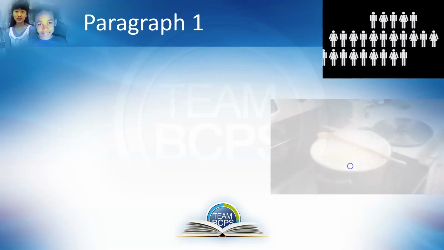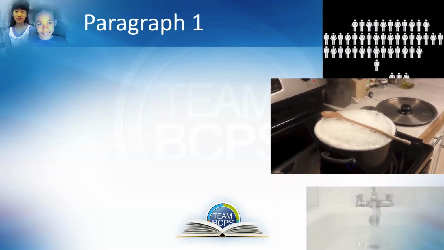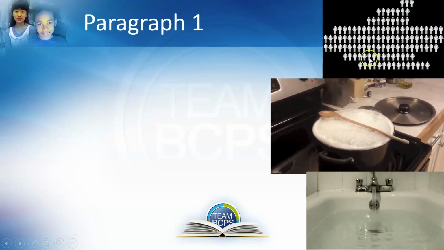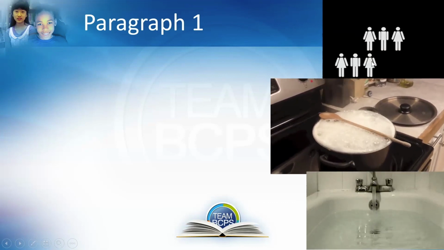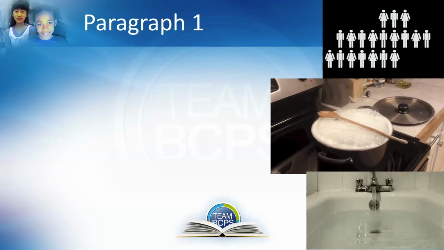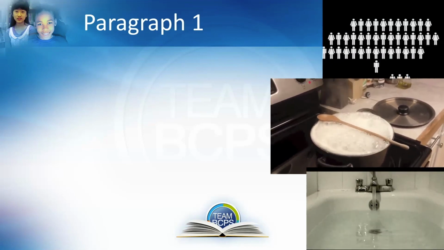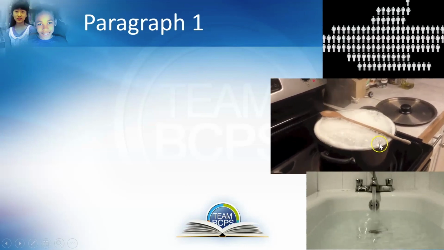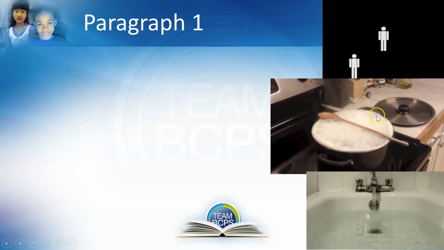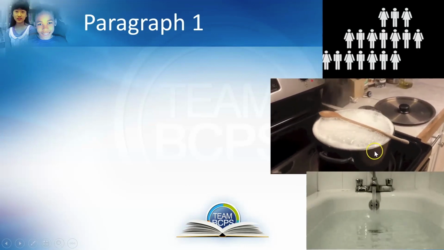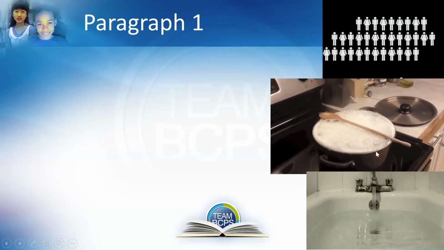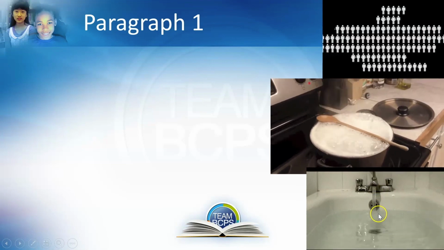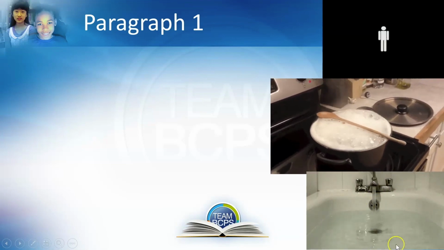Before we read, let's have a look at these images. What is happening to the number of people here? It's getting greater, it's expanding, it's increasing, it's getting bigger. Here we have water in a pot on the stovetop being used for cooking. And here we have water going into a bathtub.